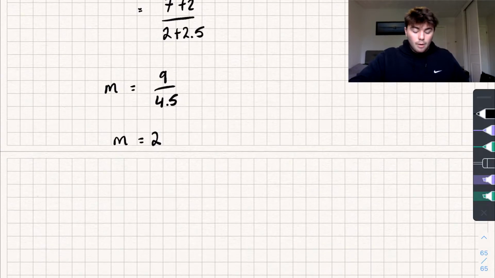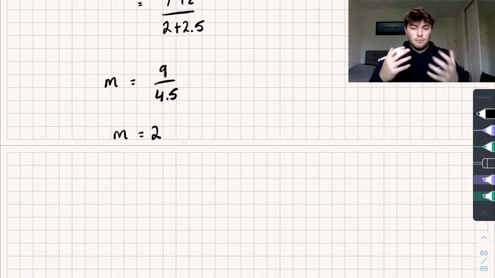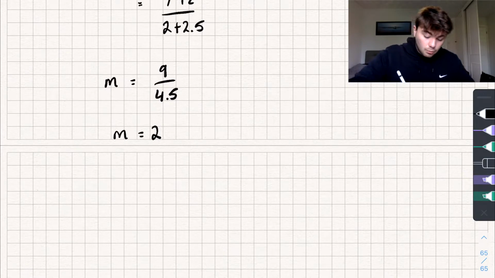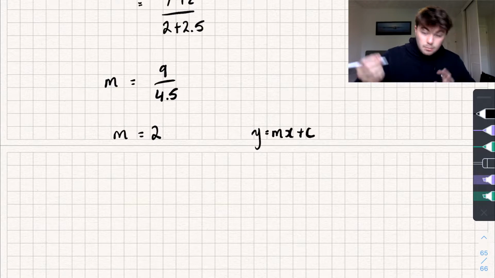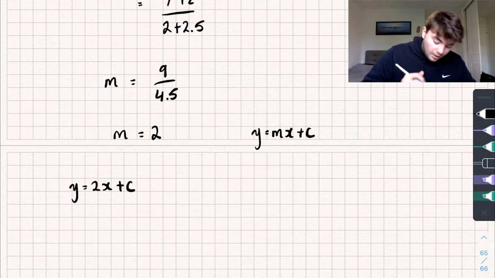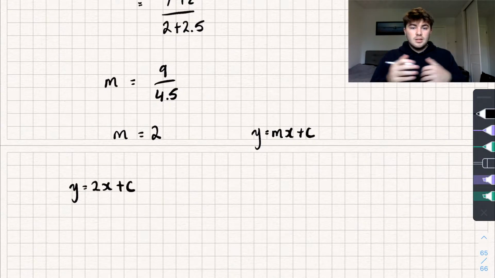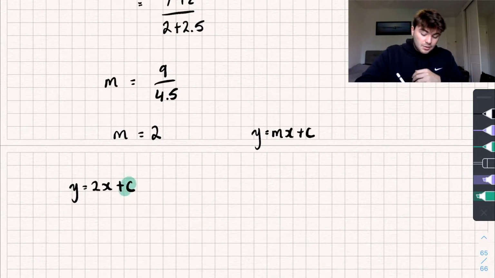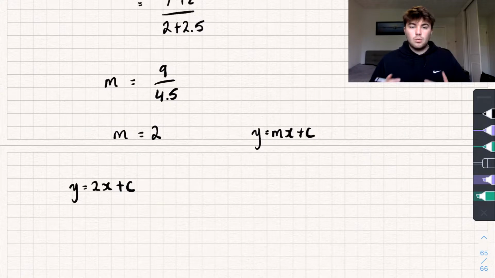So now, what I'm going to do is substitute this value for the gradient, this value of m, into my generic equation of a straight line, which was y equals mx plus c. So let's do it. We get y equals 2x plus c. And you can see for me to find the equation of this line now, the only thing left to find is this c on the end, this constant, or where the line intercepts with the y-axis.